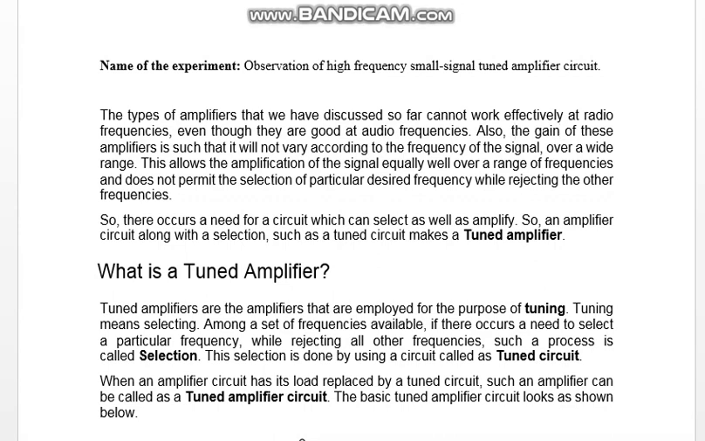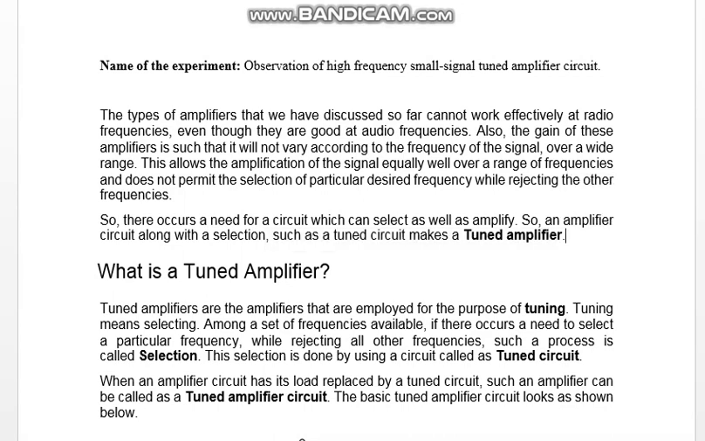Also, the gain of these amplifiers does not vary according to the frequency of the signal. That means it should not vary due to the frequency of the signal over a wide range. This allows the amplification of the signal equally well over a range of frequencies and does not permit the selection of a particular desired frequency while rejecting the other frequencies. That means a baseband signal. So an amplifier circuit along with a selection circuit such as a tuned circuit makes a tuned amplifier.